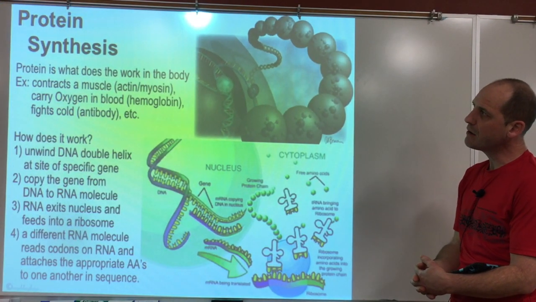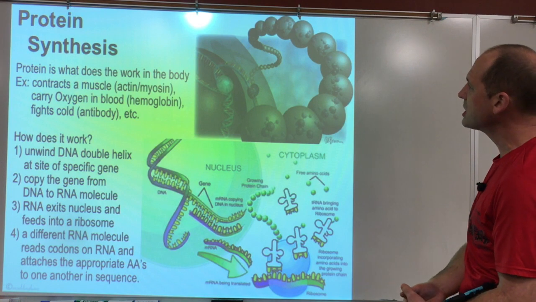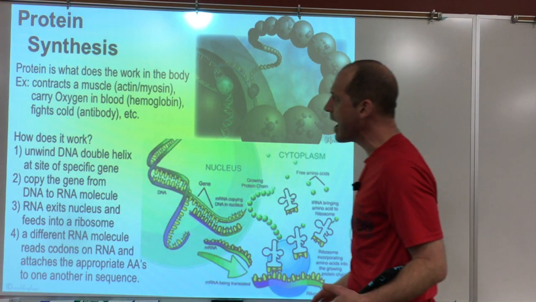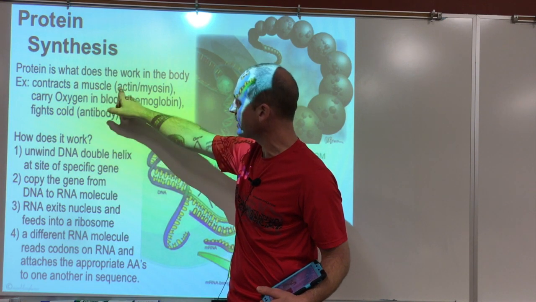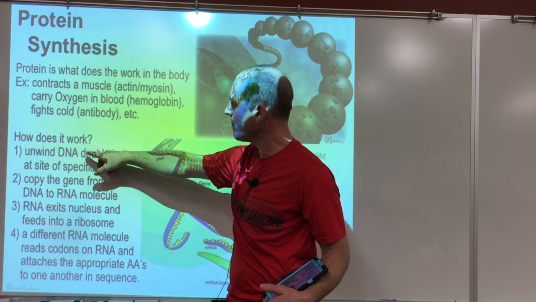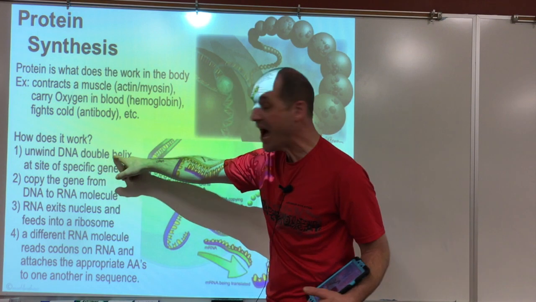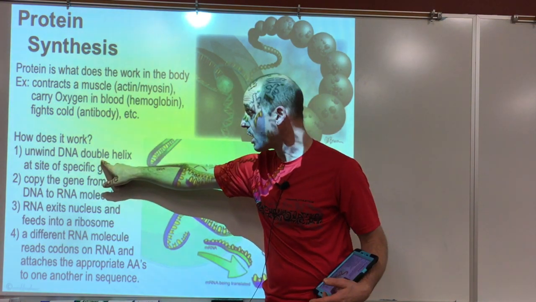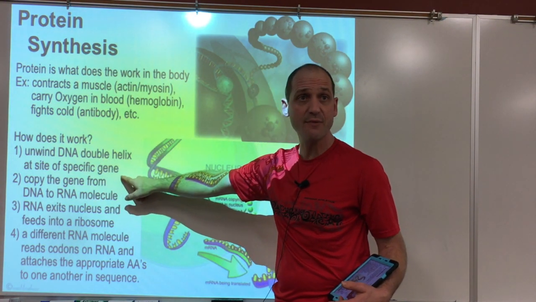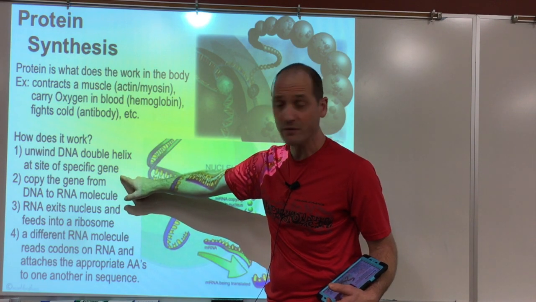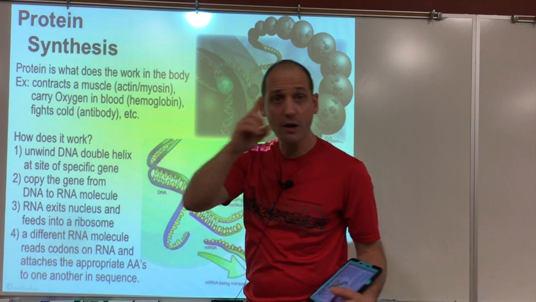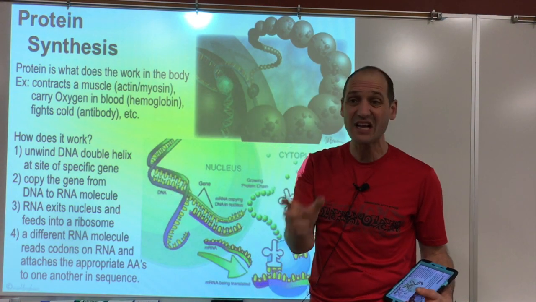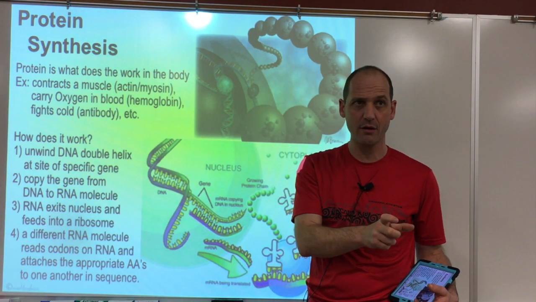So when we make protein, we already did it now. Proteins want to work in the body. Yeah, we talked about that. Contract the muscle, hemoglobin. But what we need to do is unwind the DNA double helix, wherever that gene is that we want to copy, that we want to make a protein out of. We need to make a copy of that gene. And now, instead of DNA, the copy is called RNA.